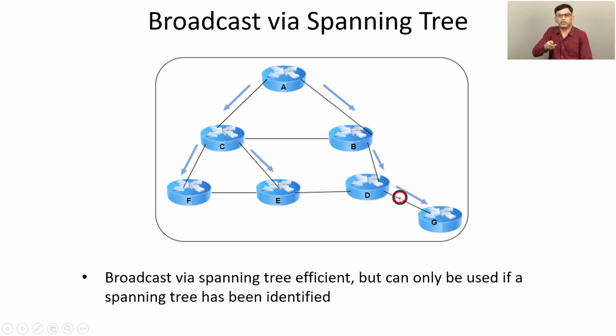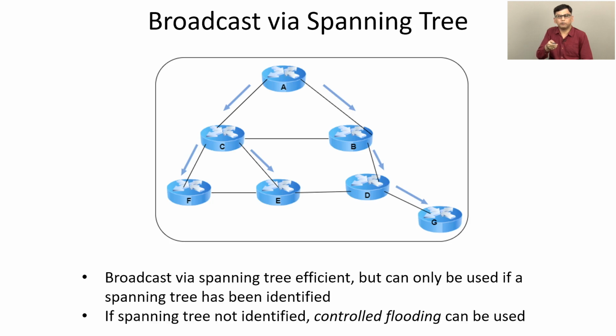So we can see that exactly one copy of the packet reaches every node. So a broadcast is accomplished in an efficient manner. For using a spanning tree for broadcasting, all the nodes have to first agree on which spanning tree to use. That can only be done if a spanning tree has been identified before.